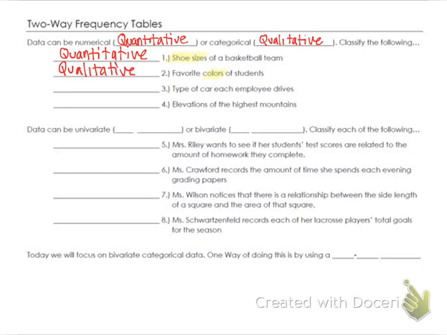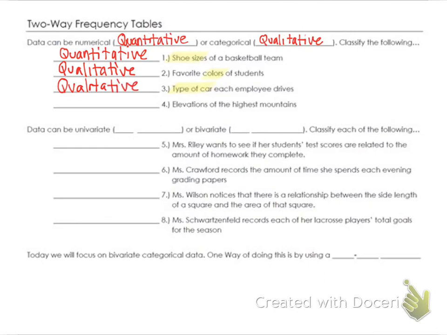Okay. Number 3, the type of car. So we're not asked to see how many cars each employee drives. We just want to know what type of car they're driving. And in this case, that would be quantitative as well. Or qualitative, I'm sorry, qualitative. Or categorical, you could write that too.